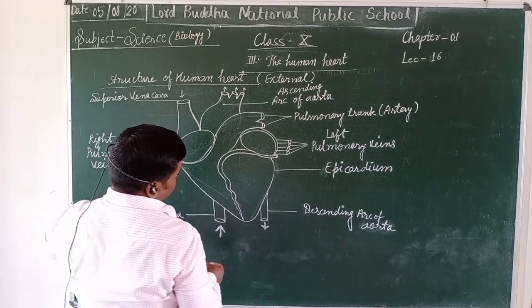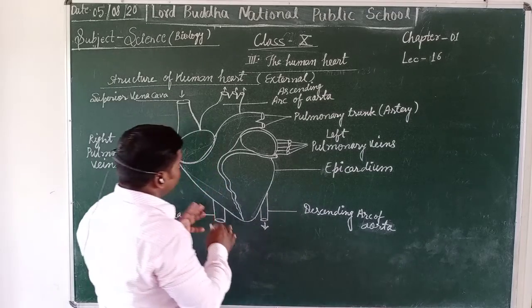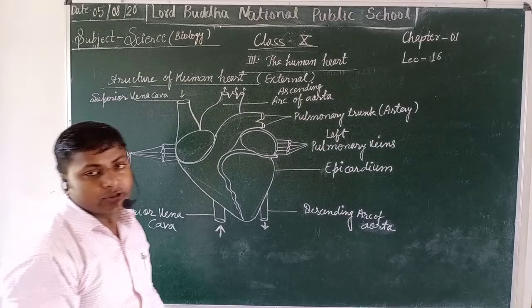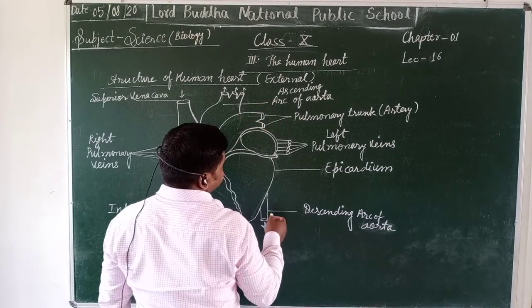Now students, one thing is more important to know about the human heart. Human heart is four chambered. What are they? Look at here.